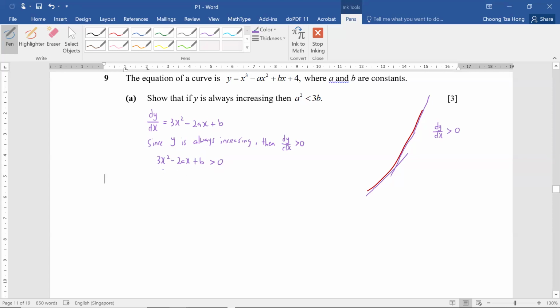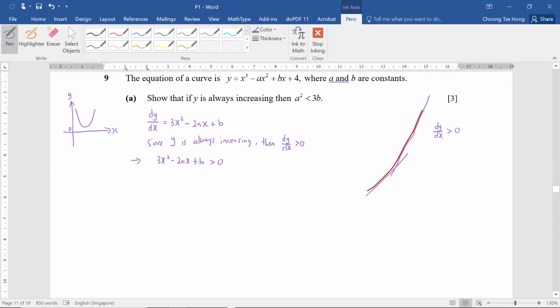Now you need to reframe your perspective of this question. Let's say the question starts from here and we're asked to solve this quadratic inequality. This is a quadratic graph. 3 is the coefficient of x squared, so it's going to be a smiley face. What do we mean by 3x squared minus 2ax plus b greater than 0? In terms of a quadratic graph, it means that this graph is always above the x-axis. It's always greater than 0.